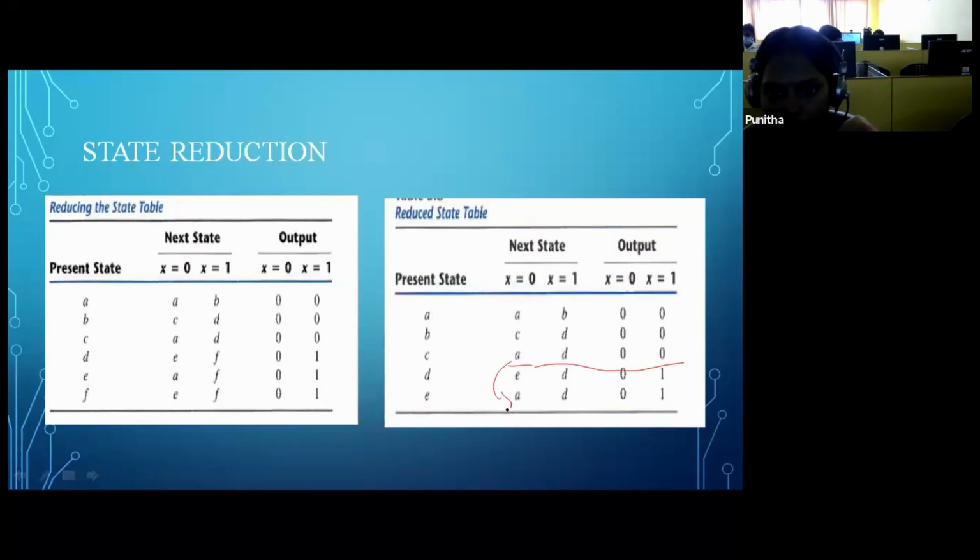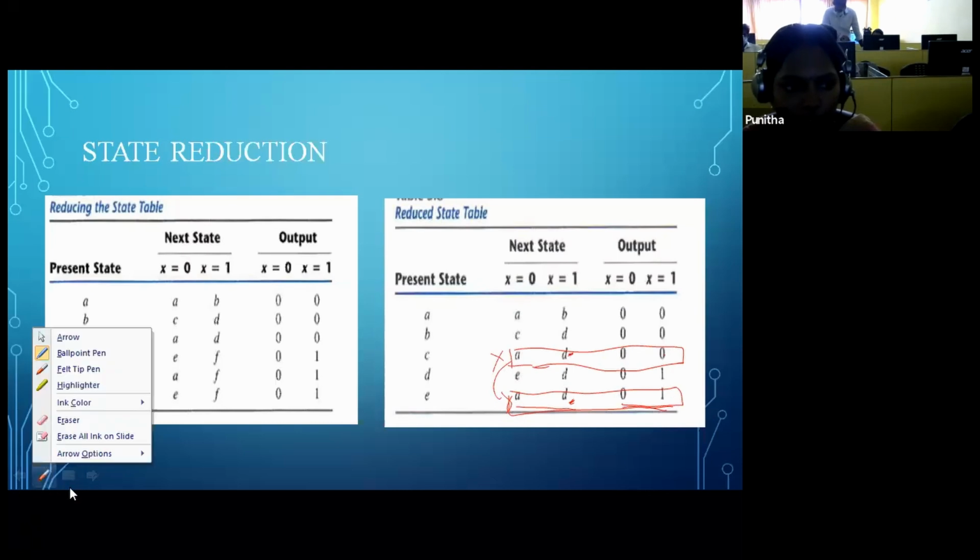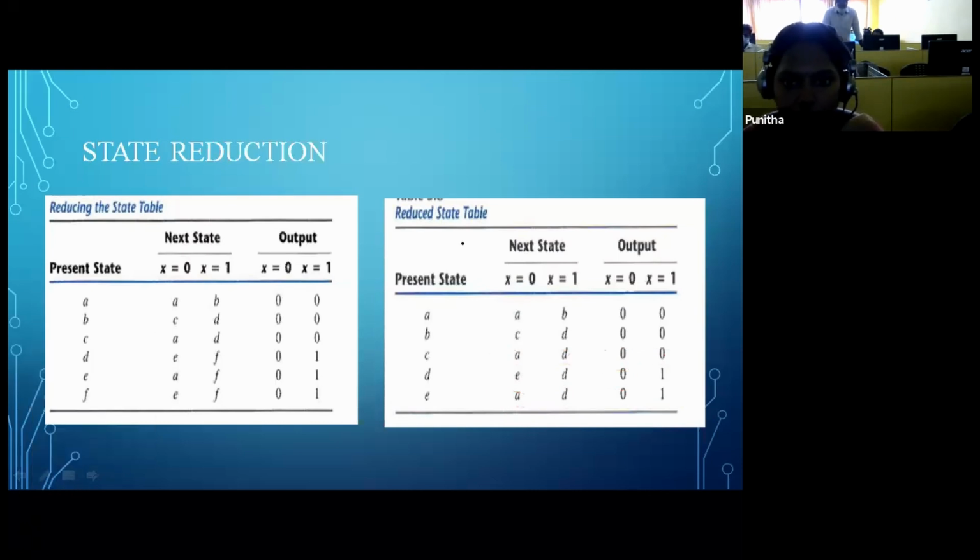AD 00 is repeating. Yes, in this line it is repeating. AD is repeating here, but the output state is 00 and here the output state is 01. The whole line should repeat, but here the whole thing is not repeating. AD 00 here, AD 01. So I will not consider this as a repetition state. So this is not a repetition state, this is also not a repetition state.